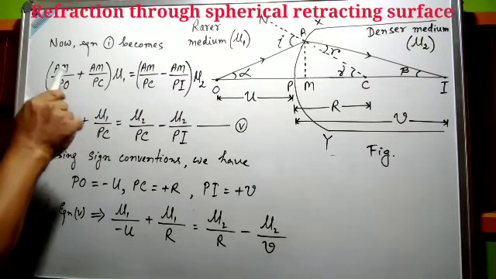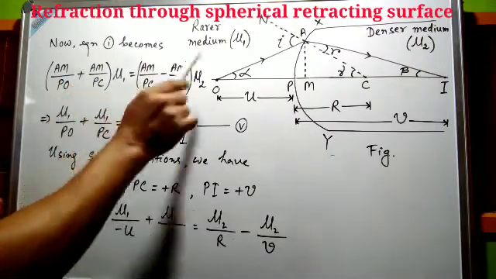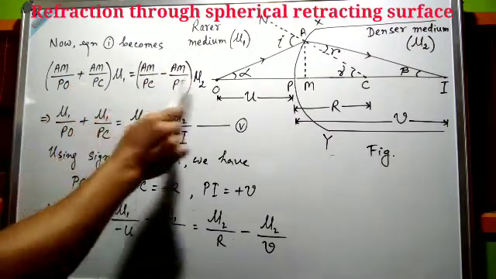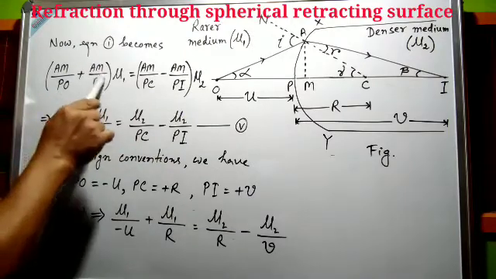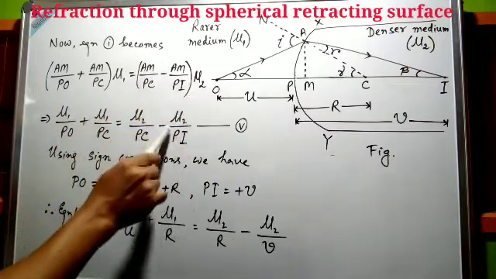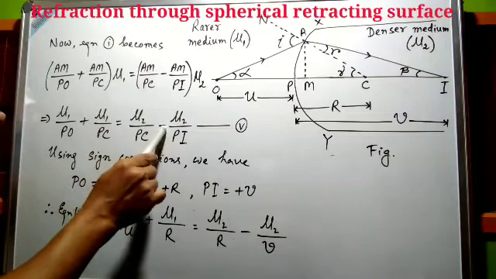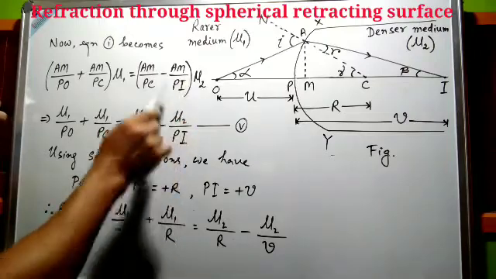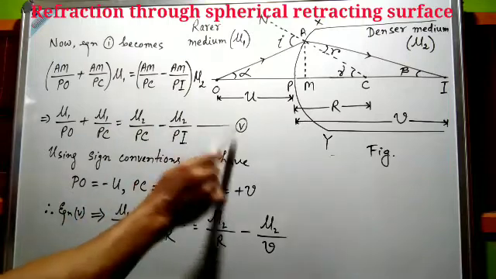Then AM is common on both sides, so it cancels. Then first open the bracket, so we may write mu1 by PO plus mu1 by PC. But on the right side there is mu2 by PC, open the bracket, minus mu2 by PI. AM cancels from both sides. So write equation number 5.